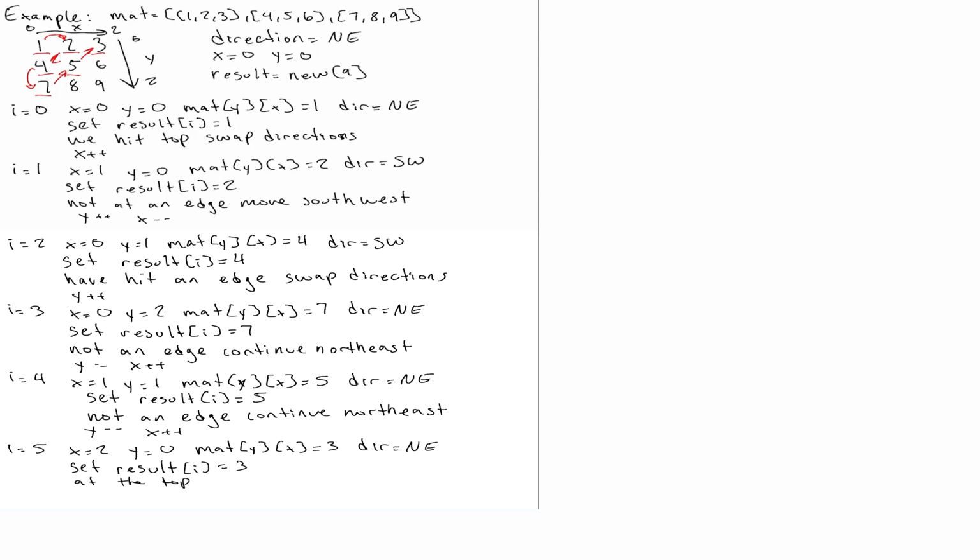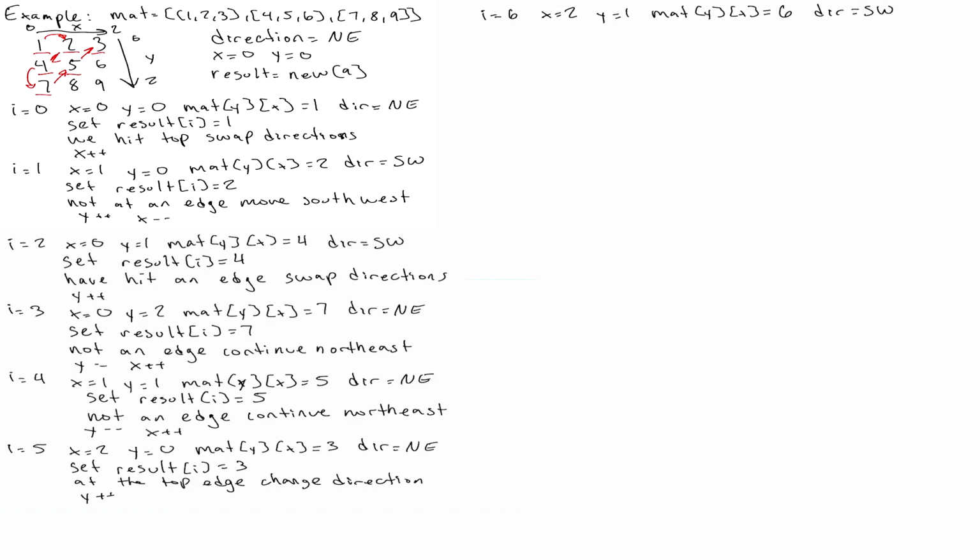Now we are at the top edge, so we'll change direction, and we'll do that by saying y plus plus. Now i equals 6, our x is still equal to 2, our y is equal to 1, and our mat of yx is equal to 6, and our direction is now southwest. What we've done is gone from 3 straight down to 6, and we're going in the southwest direction.